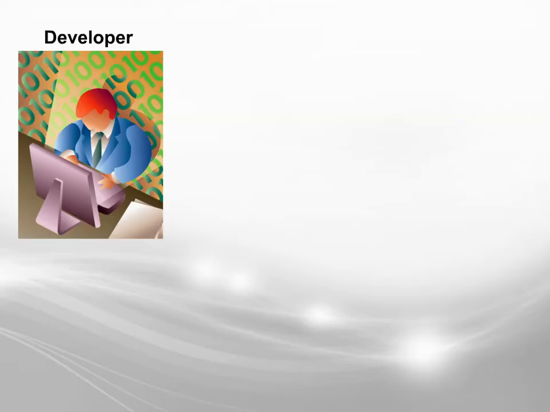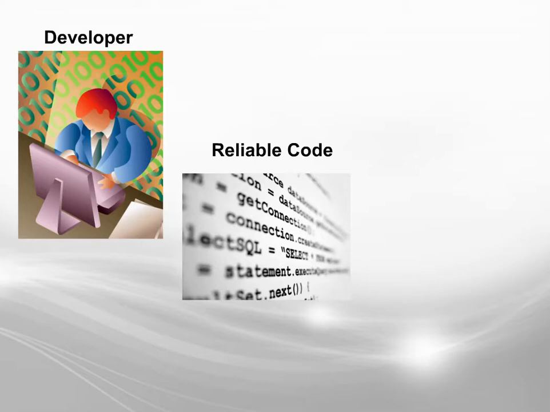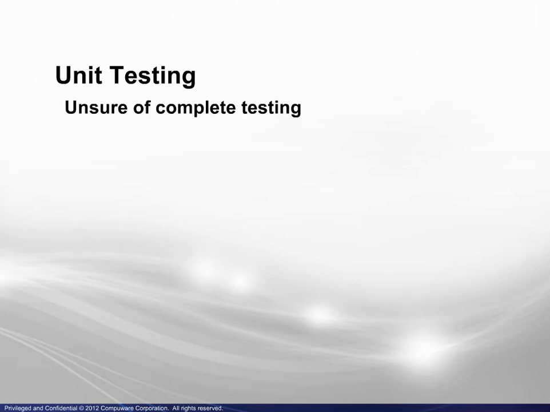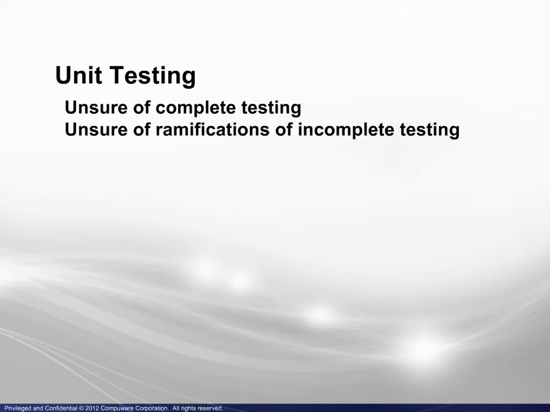As a developer, your goal is to turn over reliable code that delivers the desired results. Unit testing is intended to make sure the code works as desired, but in reality, it's just not that easy. You are always unsure of complete testing, and you are likewise unsure of the ramifications of incomplete testing.